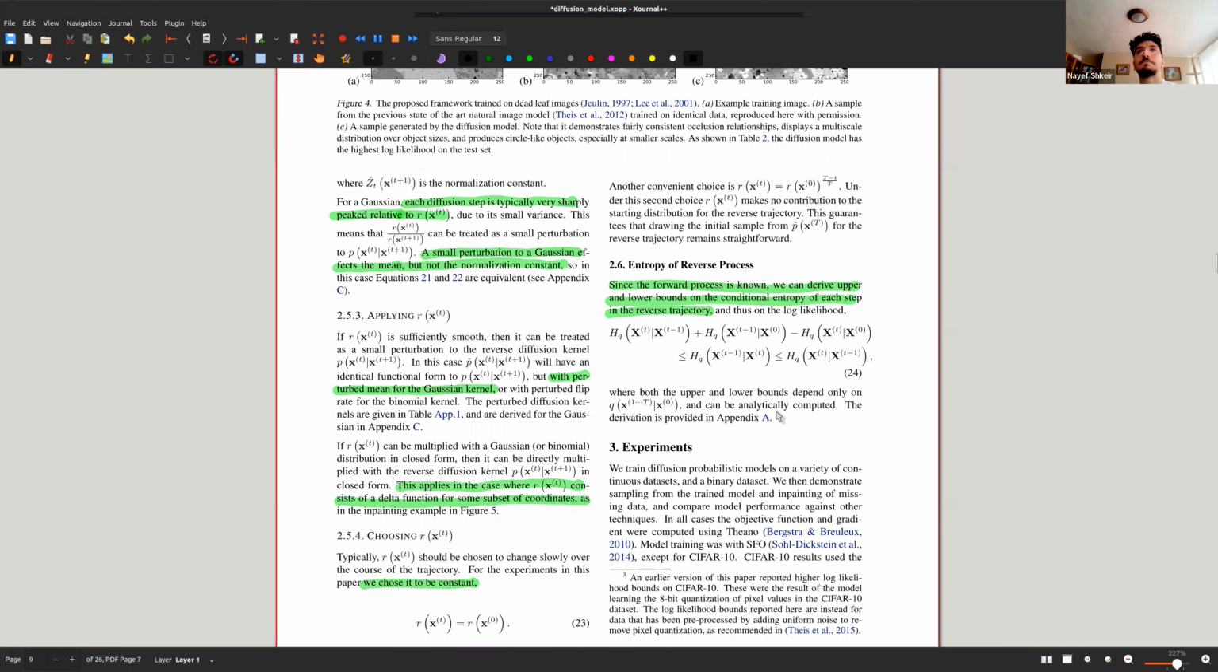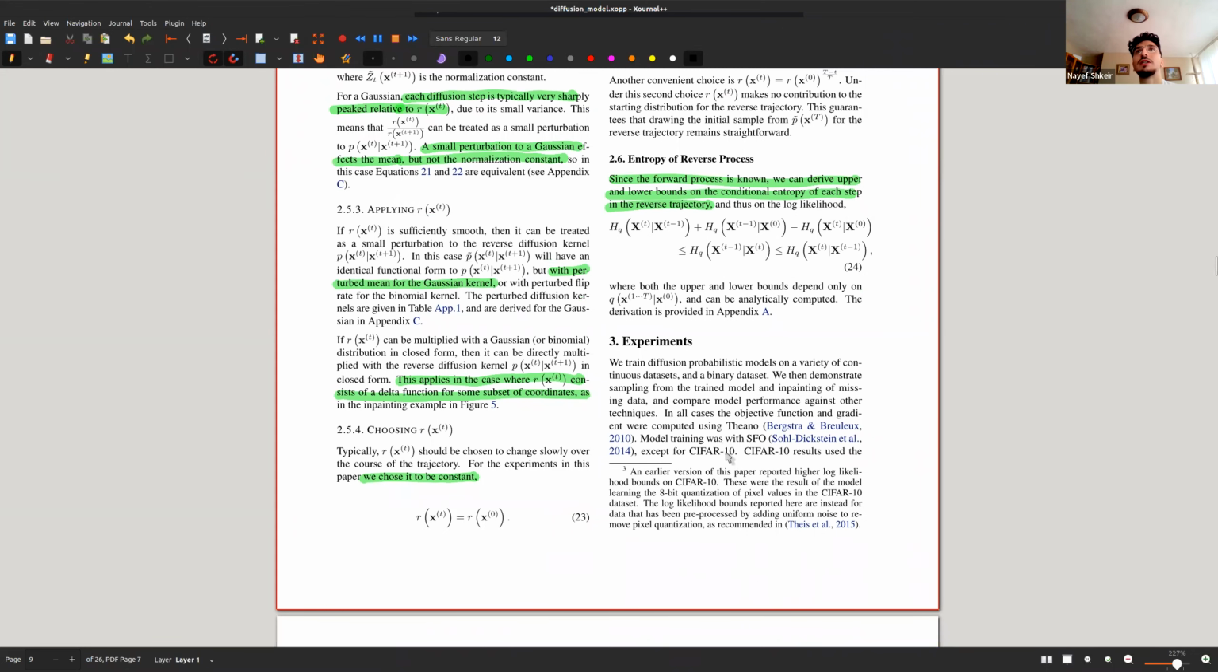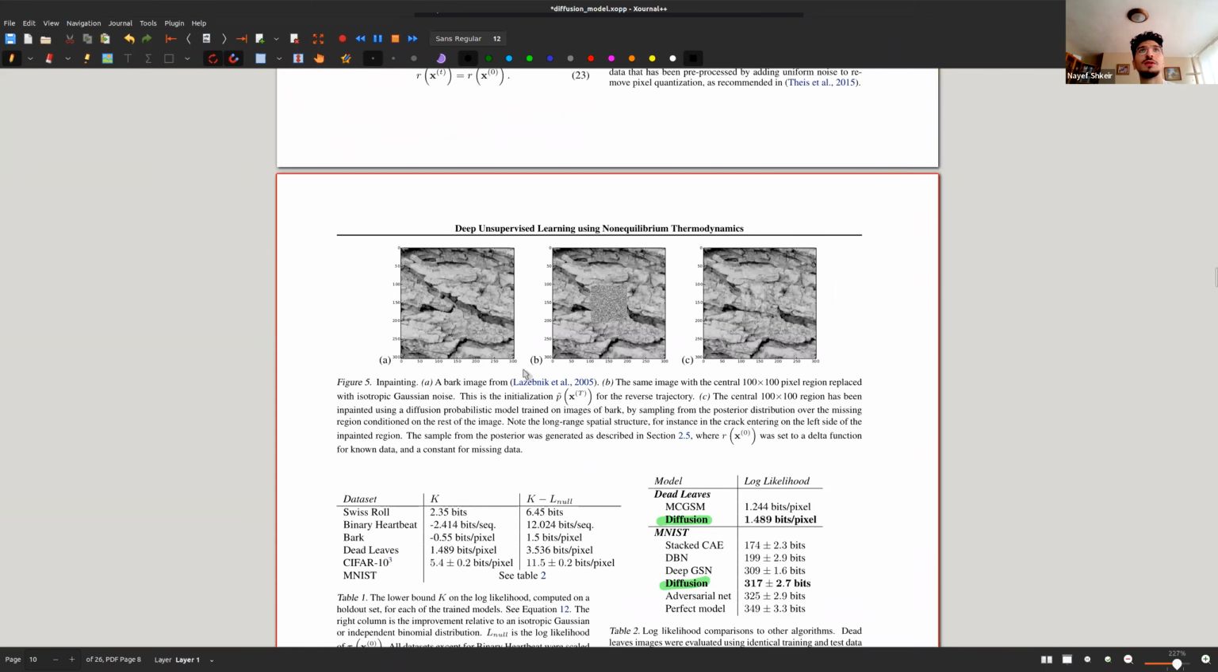But yeah, so that's pretty much the algorithm of diffusion models. And so they do a couple of experiments for results. They test it on the CIFAR10 dataset. They do inpainting, where they take this bark image and then take, I think, a 100 by 100 pixel region, and they make that full isotropic Gaussian noise, and push that through the reverse process to fill that region in.